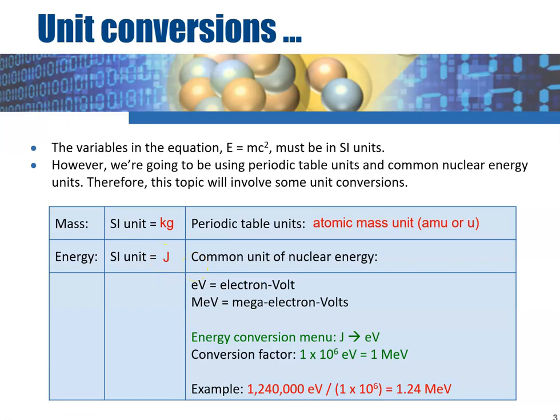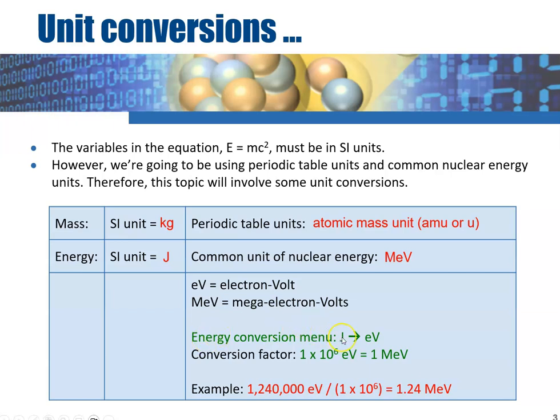But when you talk about nuclear energy, it's common to talk about the amount of nuclear energy in terms of a unit called a mega electron volt. So the real unit of energy is called the electron volt. And mega electron volts is just a metric prefix, which means a million. Electron volts are really, really small, so we convert them into mega electron volts. So you can convert between joules and mega electron volts by using the energy menu of your calculator's unit converter.